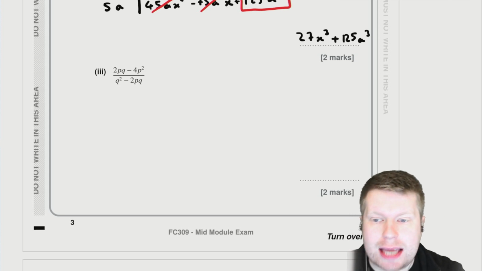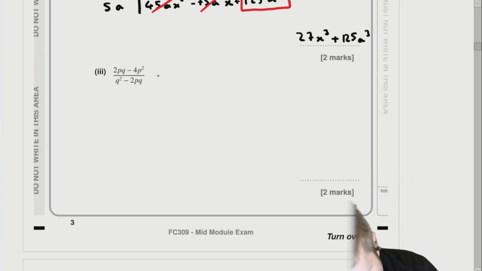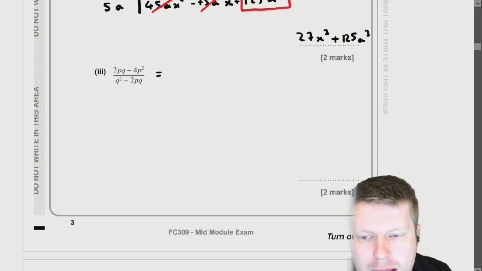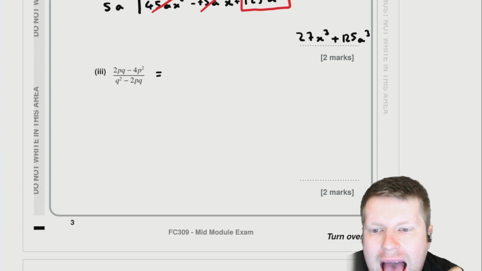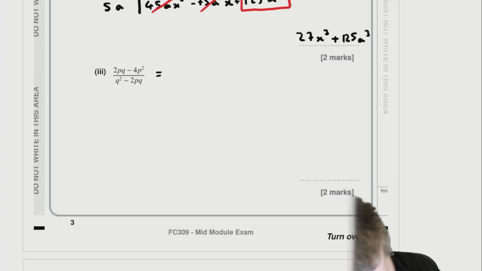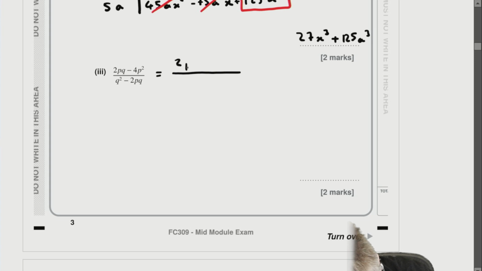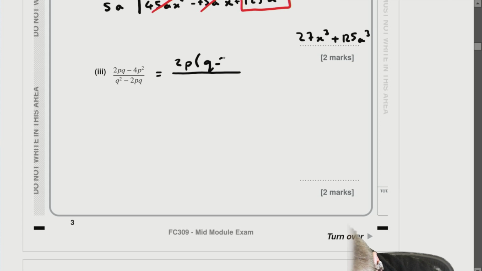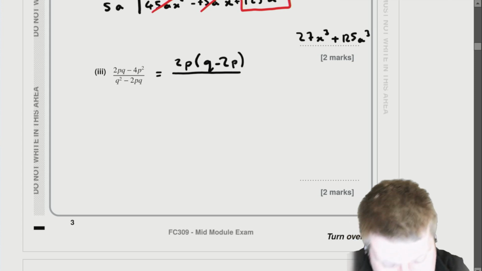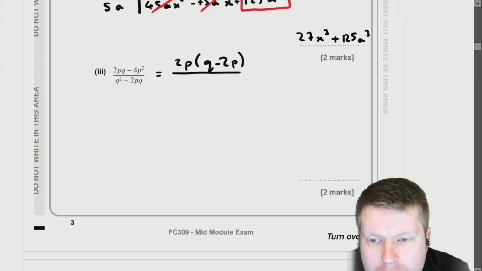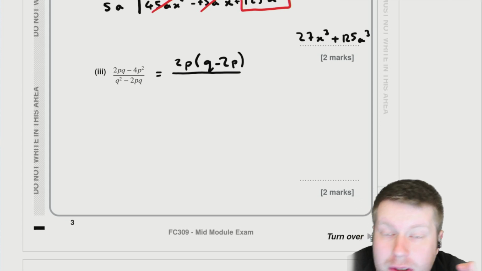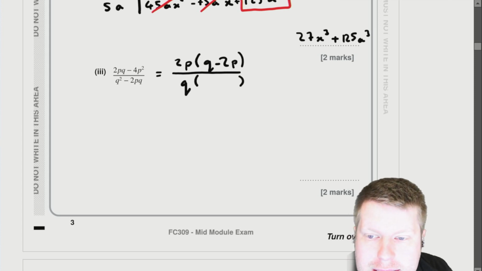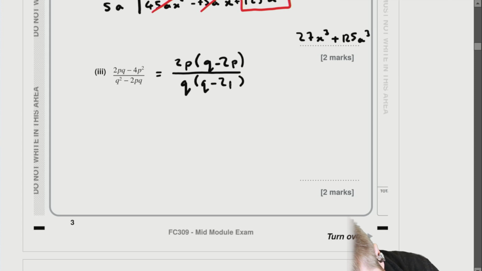So what we're going to have to do instead is do a factorization. So I'm going to treat the numerator and denominator separately. You can see that on the numerator that there is a p in both terms and a 2 in both terms. So as a result, I can factor out on the numerator a 2p, which then leaves me with q minus 2p on the numerator. Okay, so a q minus 2p on the numerator. If I do the same thing on the denominator, you see that there is a q in both terms, so I can factorize that out. And then as a result, the factor which is left will be q minus 2p.